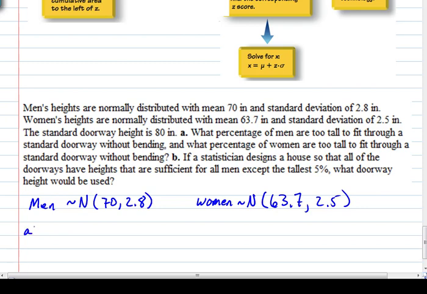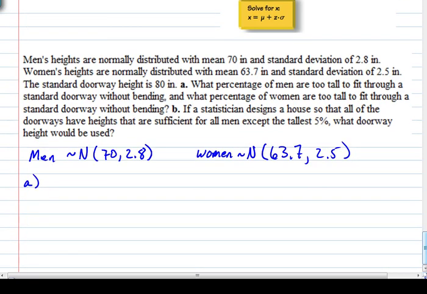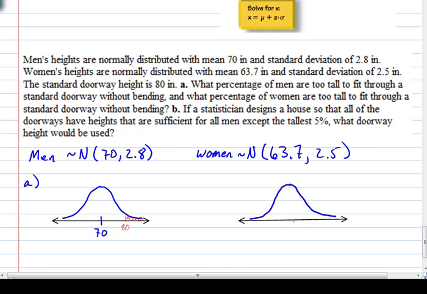So for part A, what we want to find is, if we draw a picture of a normal distribution for the men, what number am I going to put in the middle? 70. And I want to know what percentage of men are taller than what? 80. 80 is going to be somewhere out here. I don't know where, but it's going to be out there. I'm looking for that percent. For the women, draw a picture of a normal distribution because I was told that their heights were normally distributed. Draw them a curve. What number goes in the middle for the mean? 63.7. And how tall is the standard doorway? And that's going to be way out here, isn't it? So how do I find the area of that shaded region?